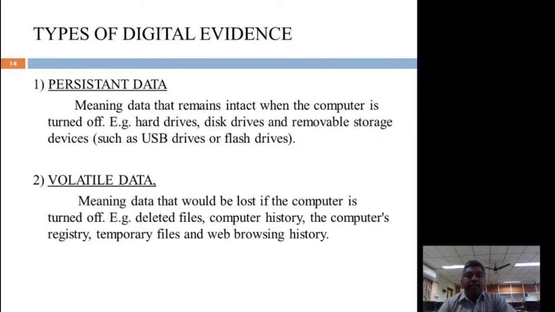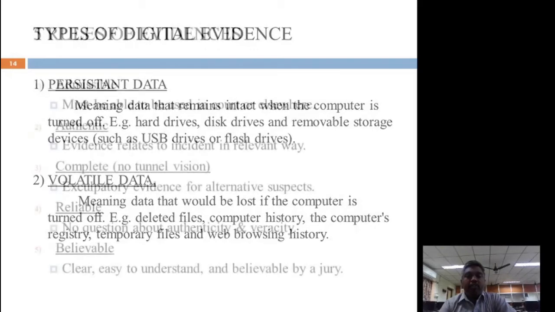Types of digital evidence. There are two types of digital evidence: persistent data and volatile data. Persistent data, meaning data that remains intact when the computer is turned off. Example, hard drives, disk drives, and removable storage devices such as USB drive or flash drive. Volatile data, meaning data that would be lost if the computer is turned off. Example, deleted files, computer history, the computer's registry, temporary files, and web browsing history.